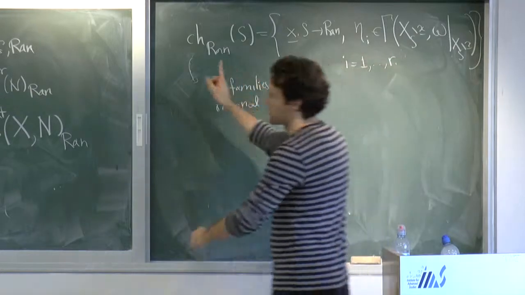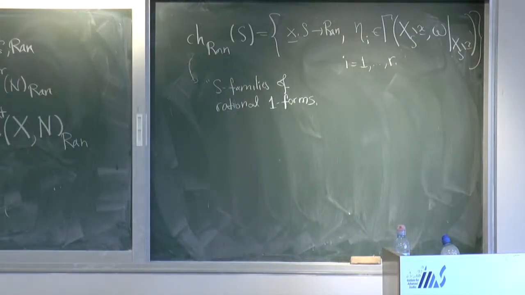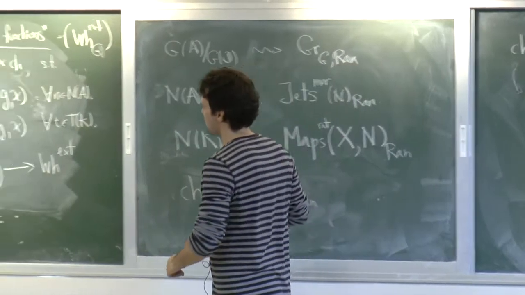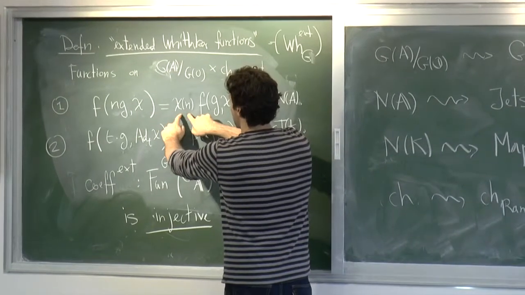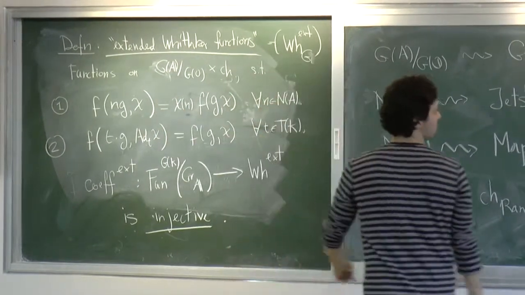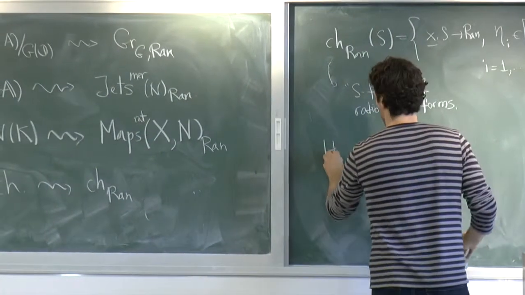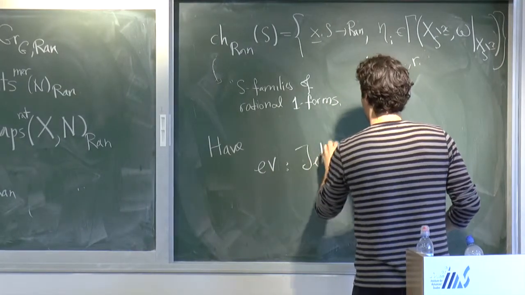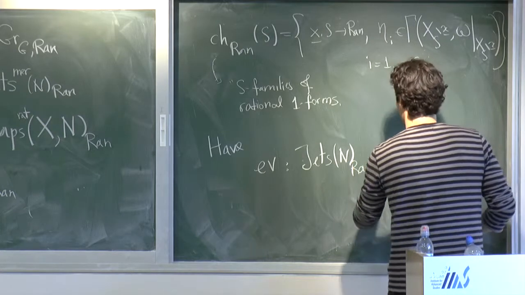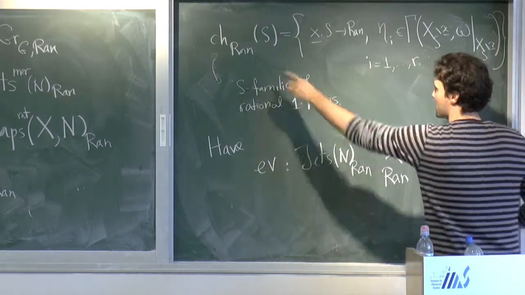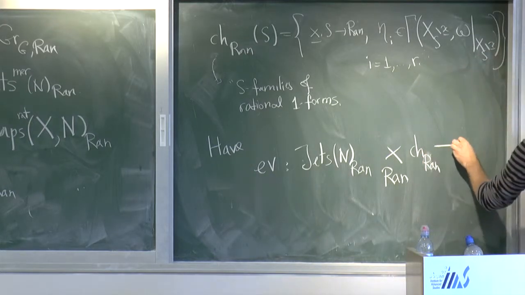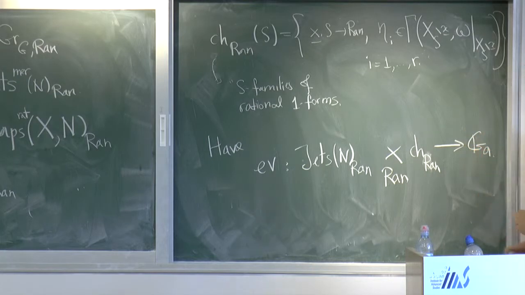So what's nice about it is that I have an evaluation between this pre-stack and the stack of meromorphic N-jets. I'm trying to explain this evaluation. So I have an evaluation from N-jets, fiber product over the Ran space with characters over the Ran space, and that simply goes to G_a, the additive group. No Ran, nothing. Let me explain this map.